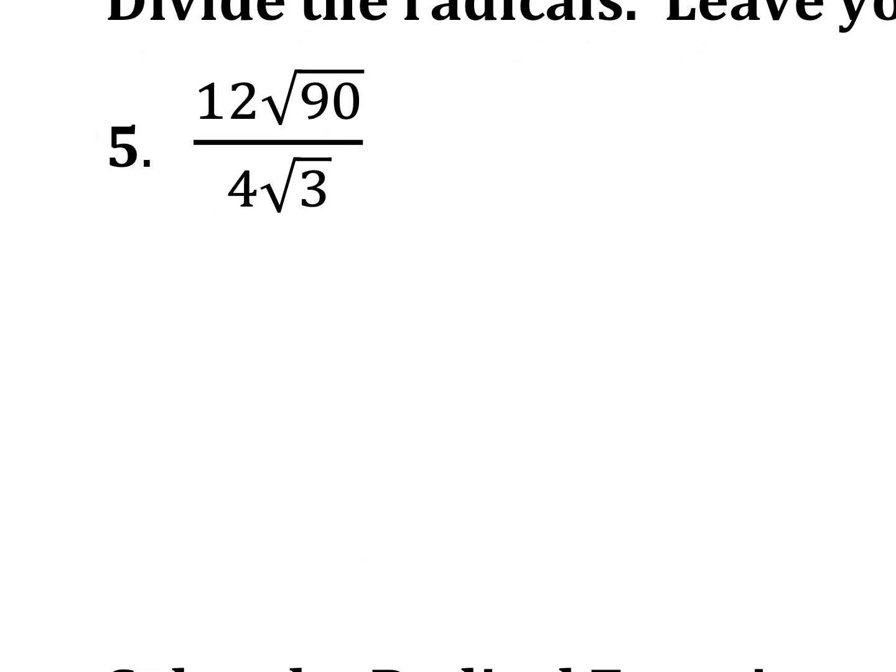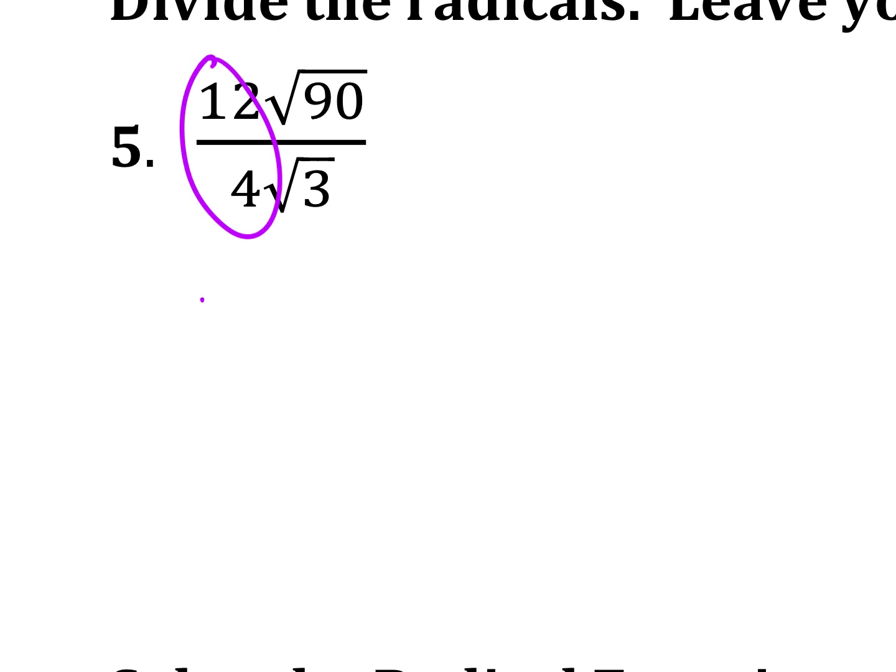12 divided by 4. Okay, so if you divide this, you get 3. What next? If you don't do 90 divided by 3 right here, you have to rationalize the denominator, and that's hideous. If you can divide this, divide it. This is the square root of 30. Can you break the square root of 30 down into a perfect and non-perfect?